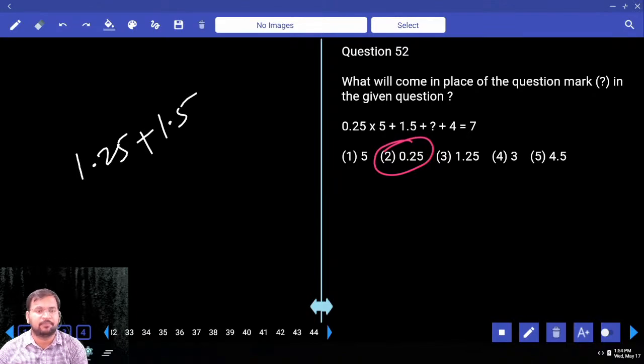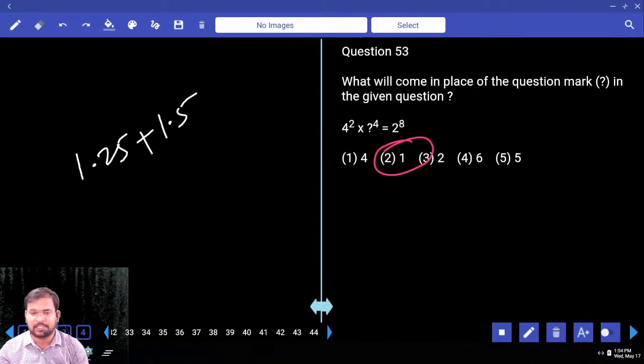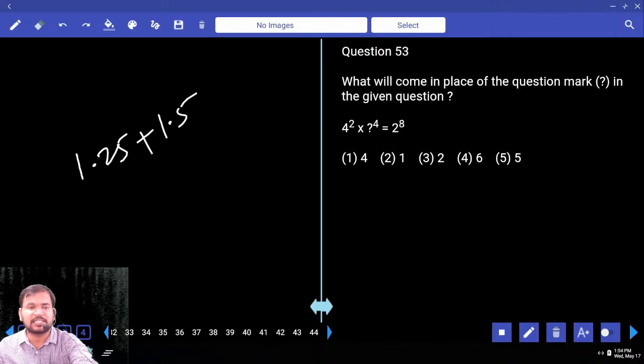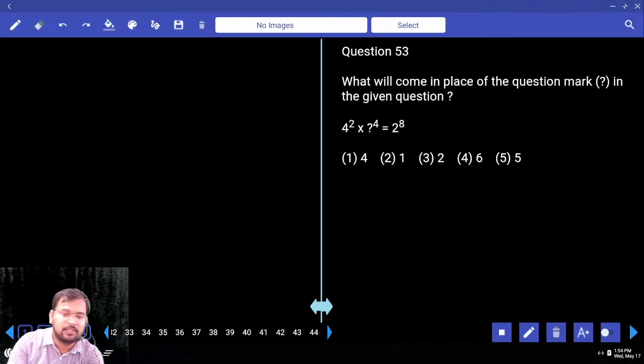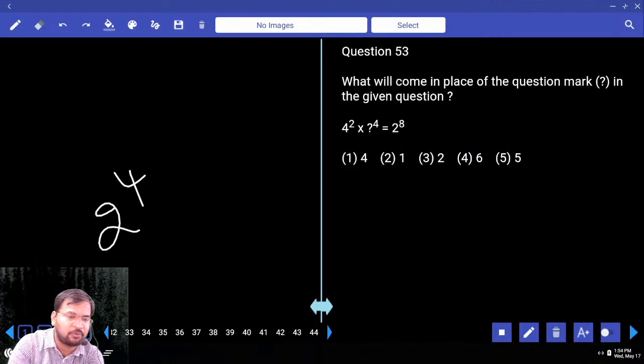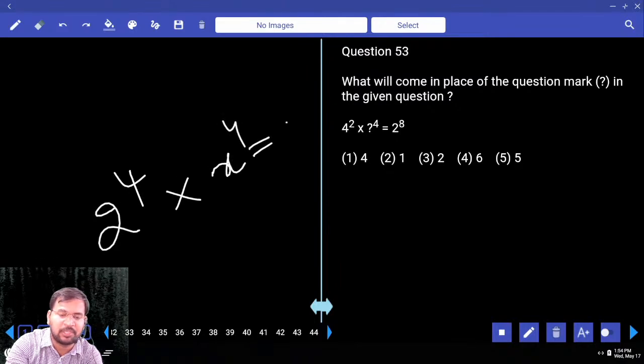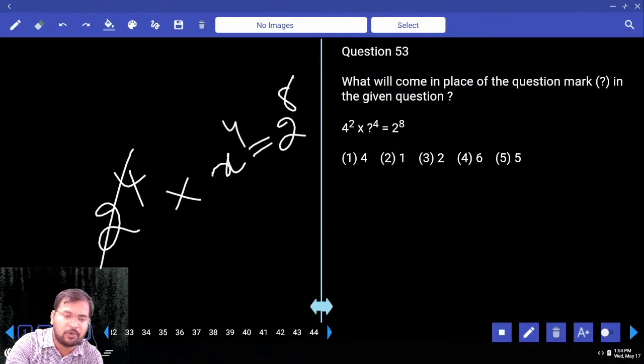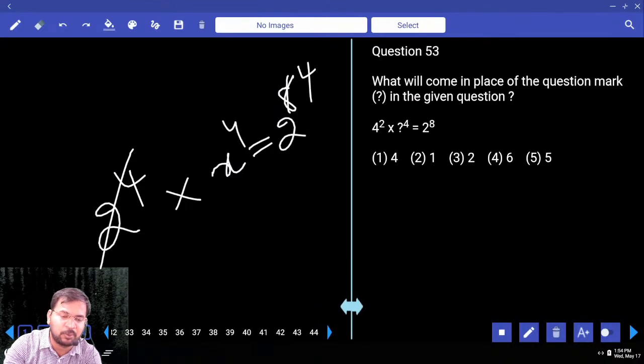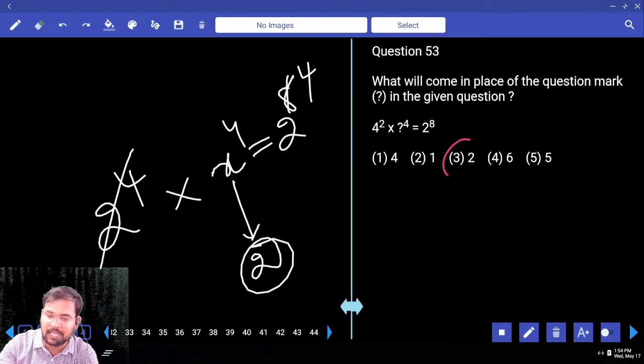Are you ready? Next one. RHS in terms of 2 power. This one also is converted into 2 to the power of 4. 4 square we can write as 2 to the power of 8. Yes or no? Into x to the power of 4 is equal to what? 2 to the power of 8. So 2 power 4 and 2 power 4 get cancelled. Remaining is x to the power of 4 is equal to 2 to the power of 4. In place of x, your answer is 2.